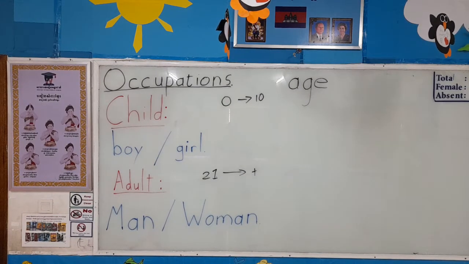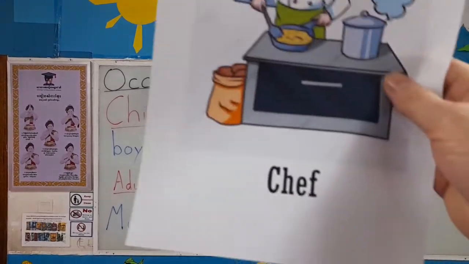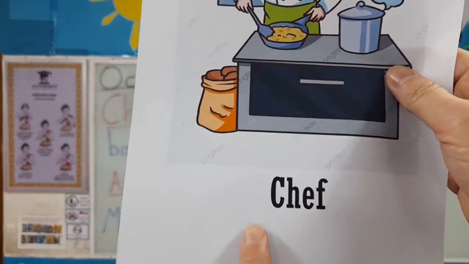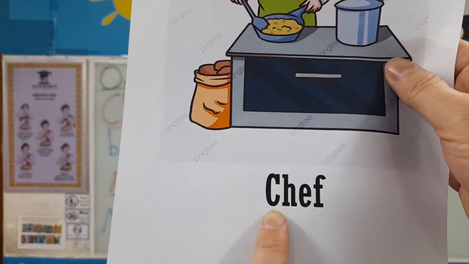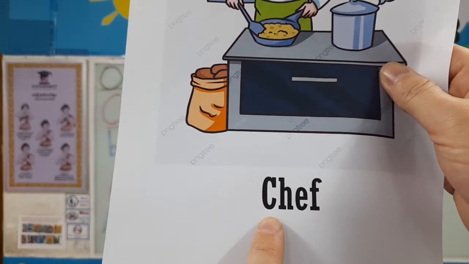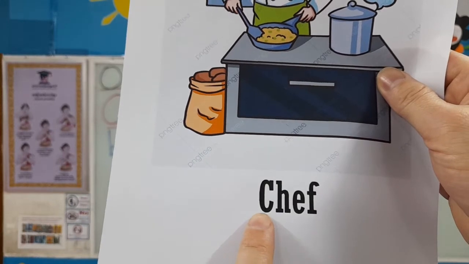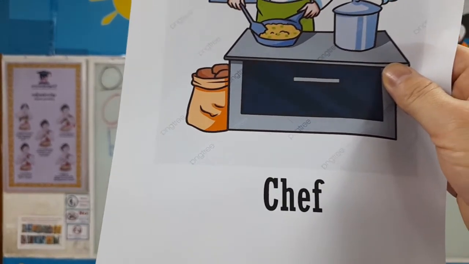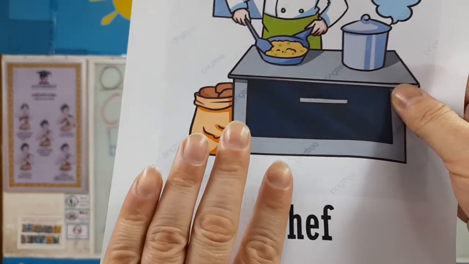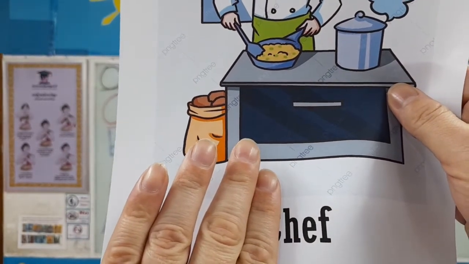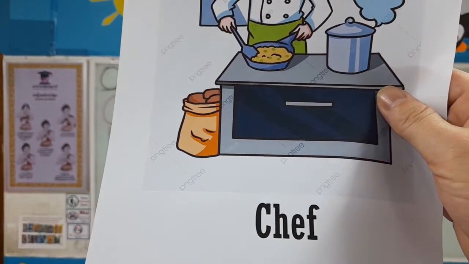Let's look at number two. Oh, did we practice that? Let's say it one more time. Chef. This sound is a little bit different. We do not say the normal ch sound, otherwise we say chef, and that sounds very wrong. It's almost like a SH sound. So pretend it's a SH. Chef.